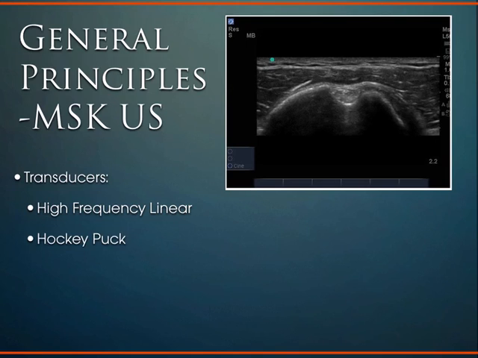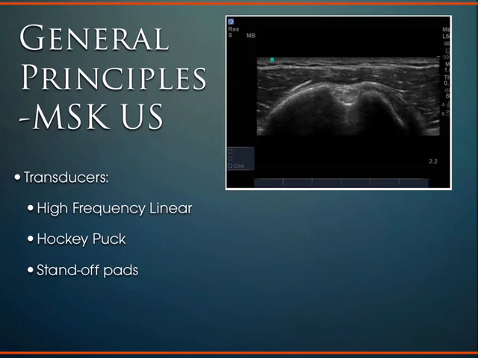And we need the linear probe because of the focal points that are variable with the curvilinear probes. We need a broad spectrum view, and so the linear probes are important. And there are other specific MSK transducers as well. One's called hockey puck. It's just a really small, skinny transducer that is helpful for little small digits and things like that. So there are some nuances for MSK as well.